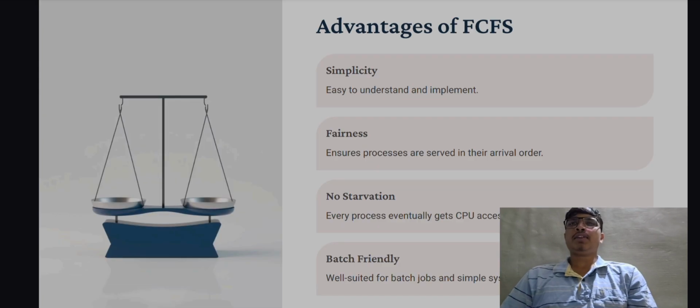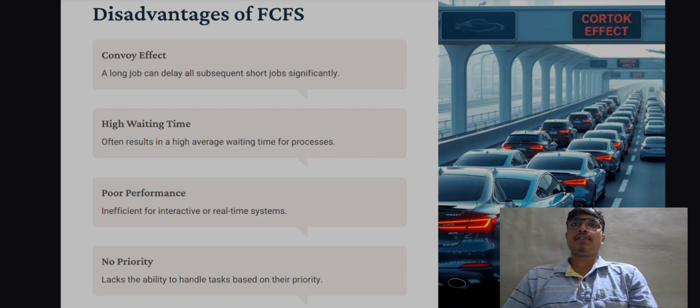Advantages of FCFS. What are the advantages? Simplicity, fairness, no starvation, batch friendly. First one, simplicity, very easy to understand and implement. And next, every process gets a chance based on arrival time, and it means no process is starved of the CPU in FCFS. And last one is batch friendly, it suits simple batch systems and offline jobs also. Next, disadvantages of FCFS.